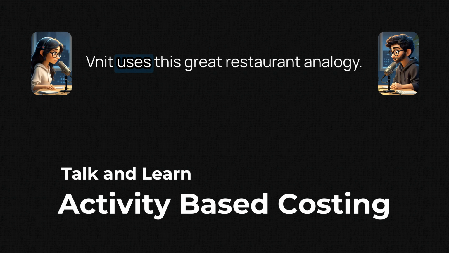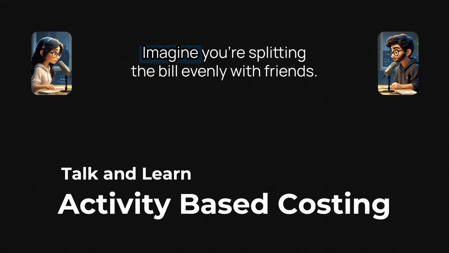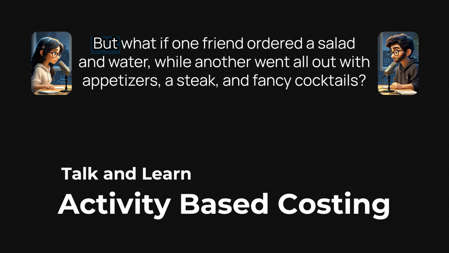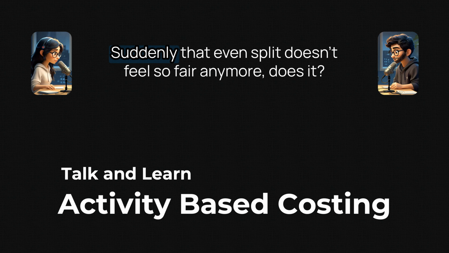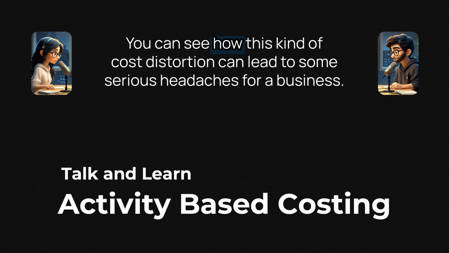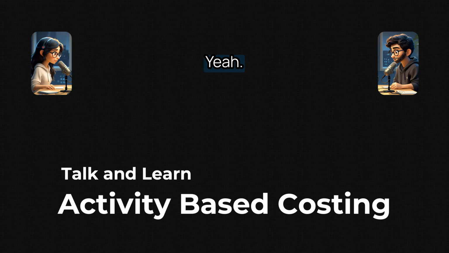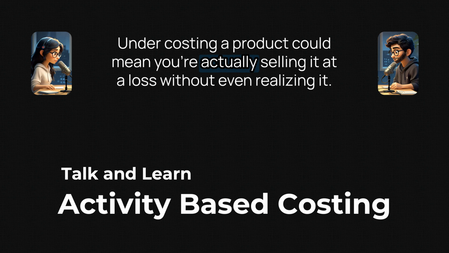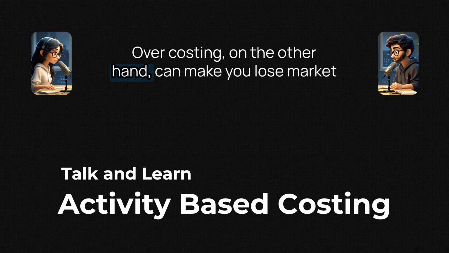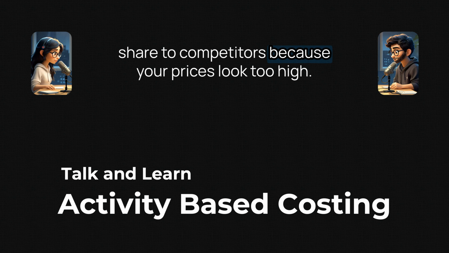Vinay uses this great restaurant analogy. Imagine you're splitting the bill evenly with friends. Seems fair, right? But what if one friend ordered a salad and water, while another went all out with appetizers, a steak, and fancy cocktails? Suddenly that even split doesn't feel so fair anymore, does it? Ouch, right. You can see how this kind of cost distortion can lead to some serious headaches for a business. Definitely. Undercosting a product could mean you're actually selling it at a loss without even realizing it. Overcosting, on the other hand, can make you lose market share to competitors because your prices look too high.